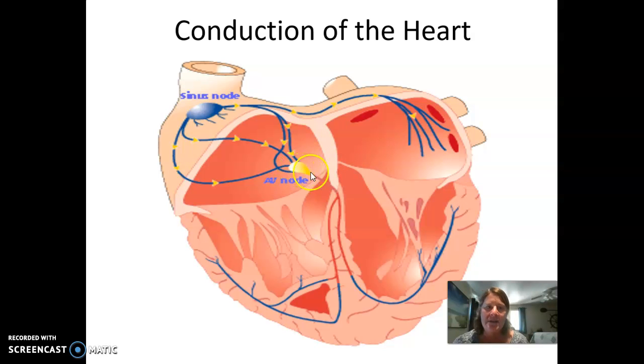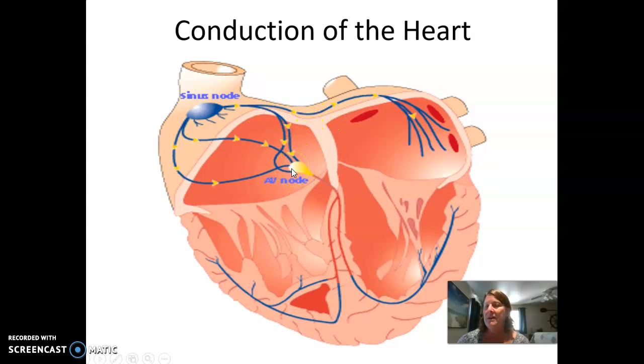From the AV node, it's going to go through what we call the bundle of His, and then it's going to bifurcate down the right bundle branch and the left bundle branch. Now, the left bundle branch actually has a couple fascicles to it, so it usually goes down the left side a little bit quicker than it does the right side. And then the last part of the conduction strands are these Purkinje fibers in the ventricles, and that's going to help depolarize all those cells in the ventricles.